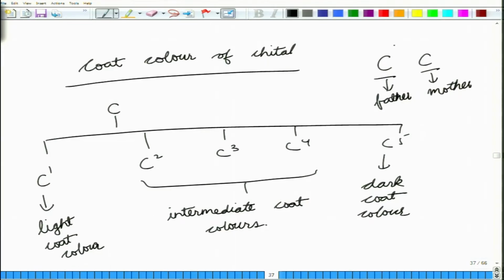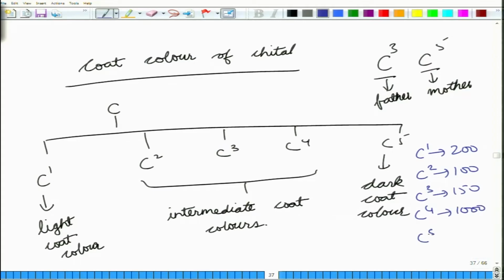Now, it is possible that you have C1 and C1, C1 coming from father and C1 coming from mother, or you could have C1 and C5, or say C3 and C5 and so on. So, if you consider all the individuals in this population and you figure out what alleles are there, and then you do a counting of these alleles, it is possible that we might see that C1 is present 200 times, C2 is present 100 times, C3 is present 150 times, C4 is present 1000 times and C5 is present say 10,000 times.